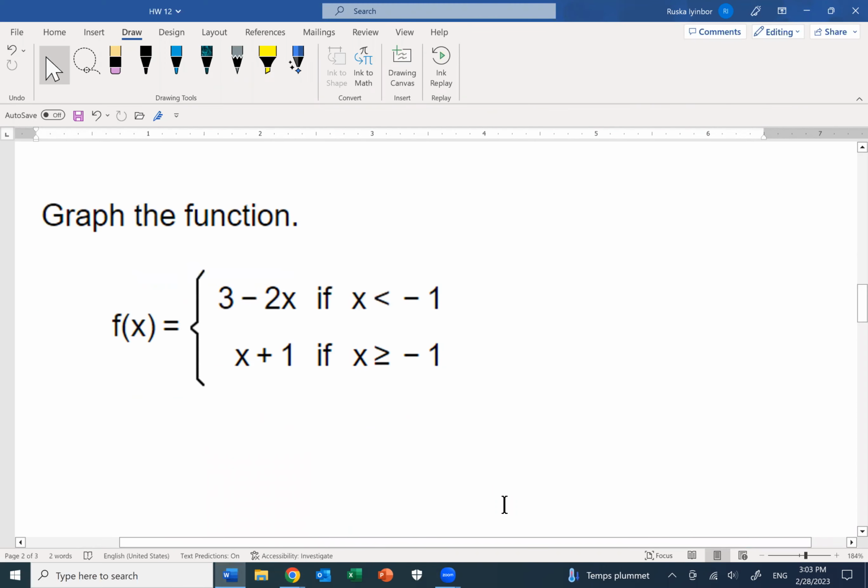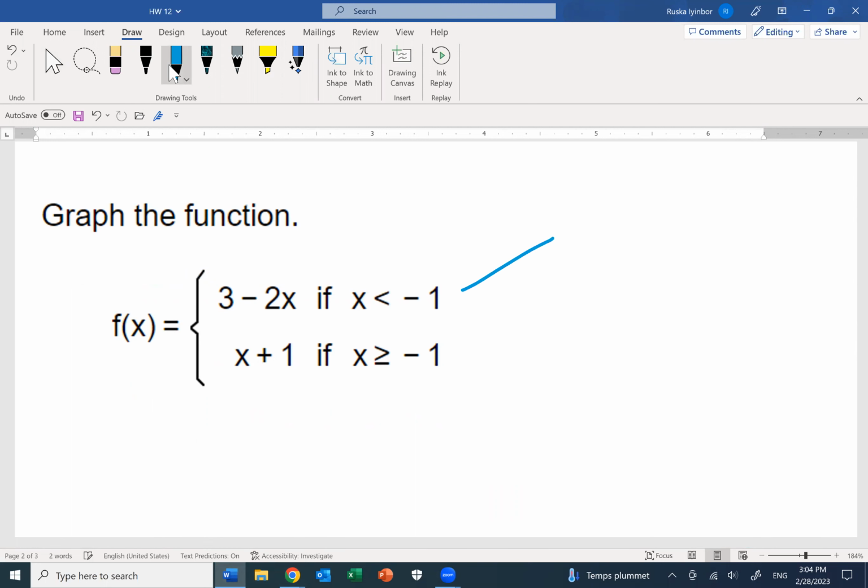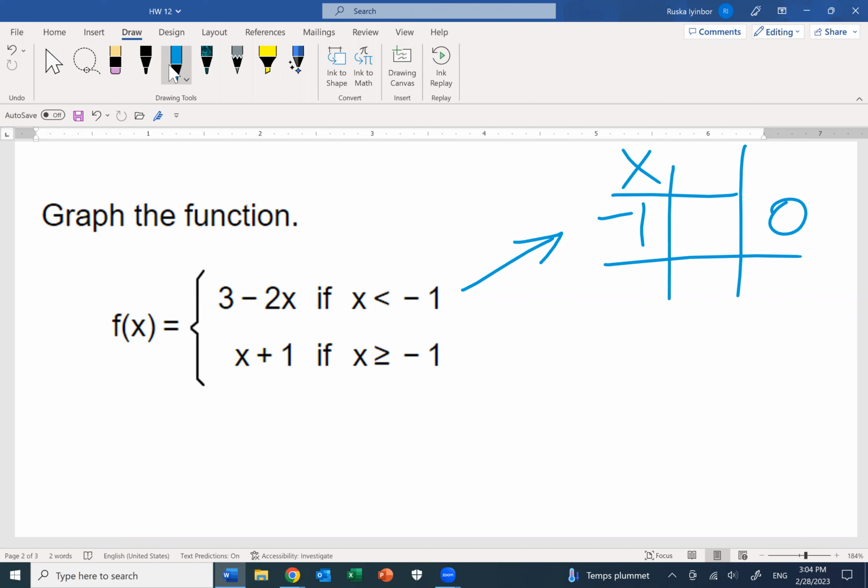So let's do this. So again, we're going to start graphing the first one, and you're going to pay attention to what x is. x is less than -1. So I'm going to use -1. And because it's less than, I'm going to use an open circle. The graph is going to be open because I don't have equal. You don't include the number if it's less than or greater than.